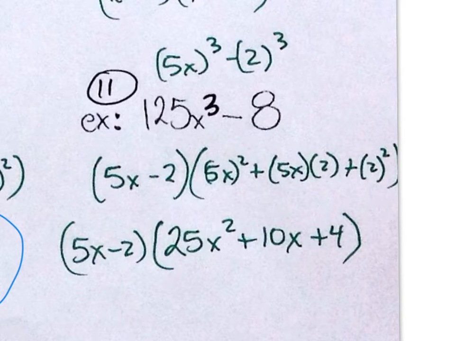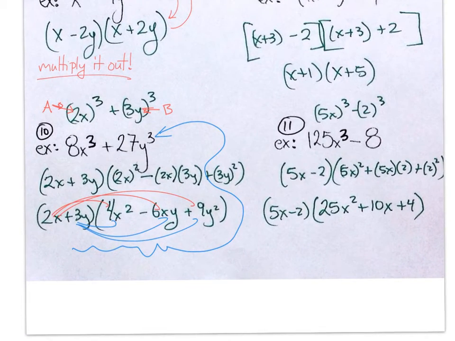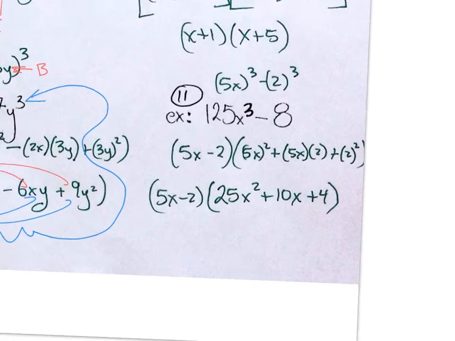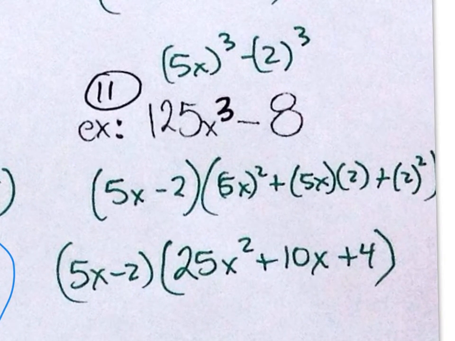I know these equations look crazy, but they're actually not that hard to memorize, where there's one minus sign in the entire equation. One minus sign in the entire equation. And if it's a plus, it starts with a plus. If it's a minus, it starts with a minus. So anyway, that's how I remember them. So 5x minus 2, and then 5x squared plus 5x times 2 plus 2 squared. And then we square it all out, and voila.